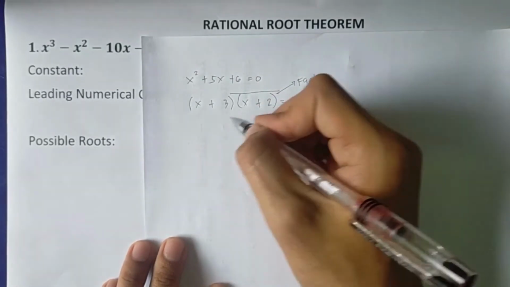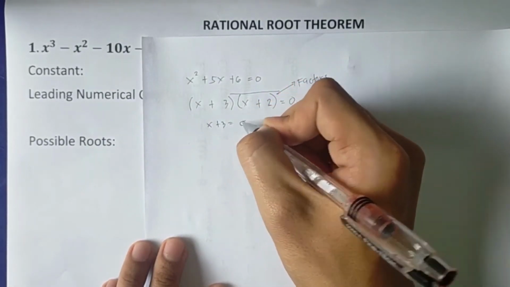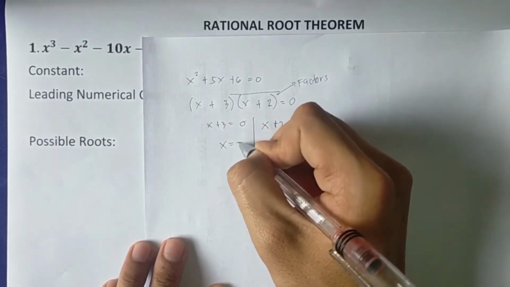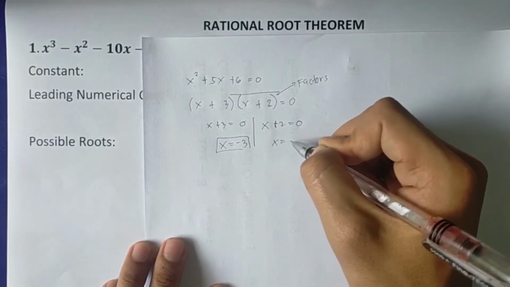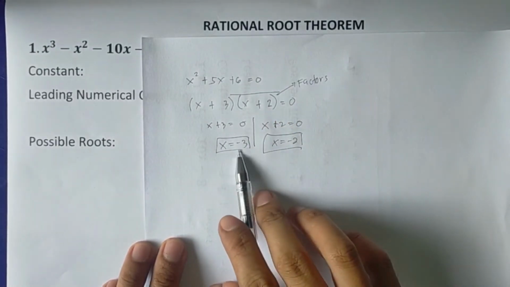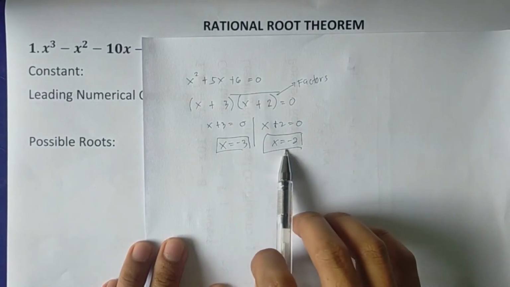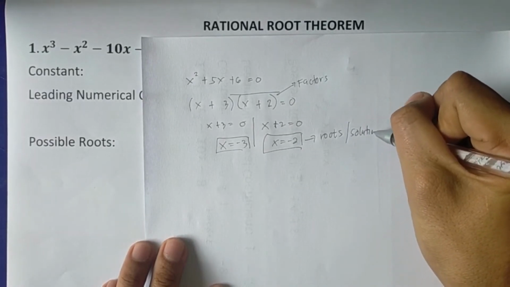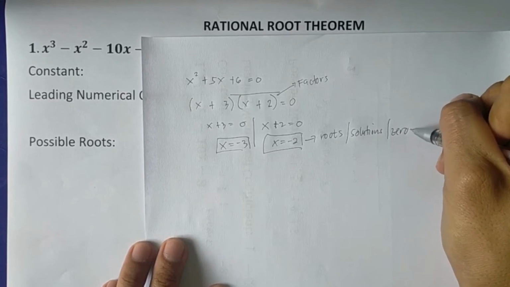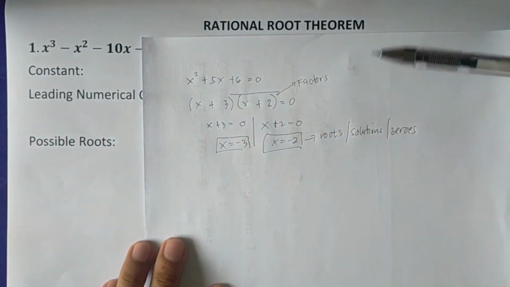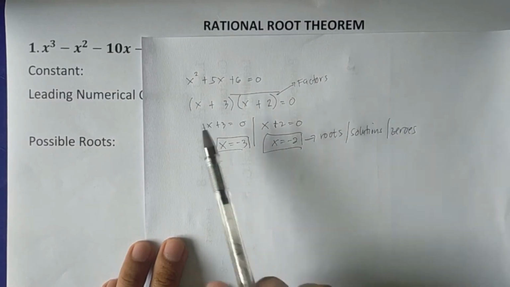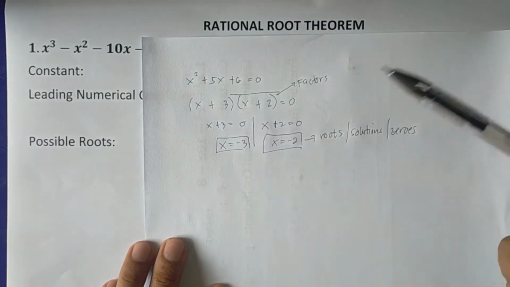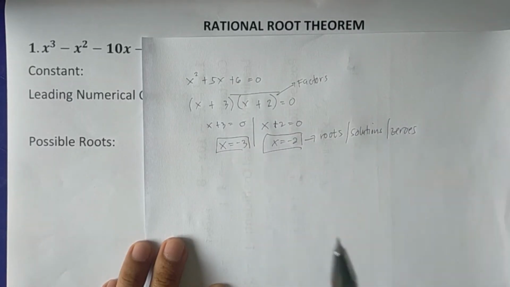When you equate this one to 0, x plus 3 equals 0 and x plus 2 equals 0. So x here is -3 and x equals -2. These numbers -3 and -2 are called roots or solutions or zeros. This is the difference between factors and roots. When you say factors, it is like this, x plus 3 and x plus 2. When you say roots, it's like this, -3 and -2.